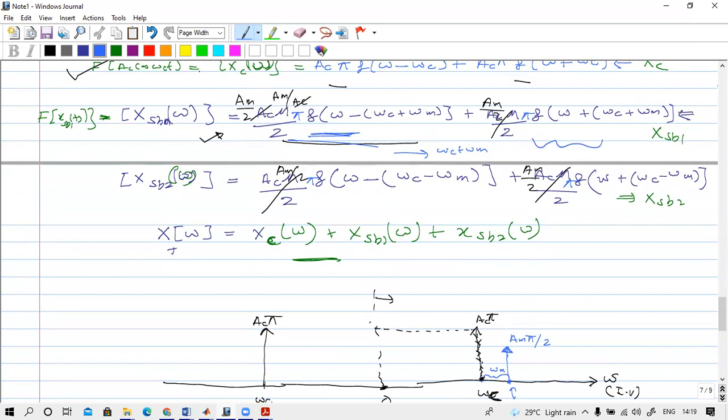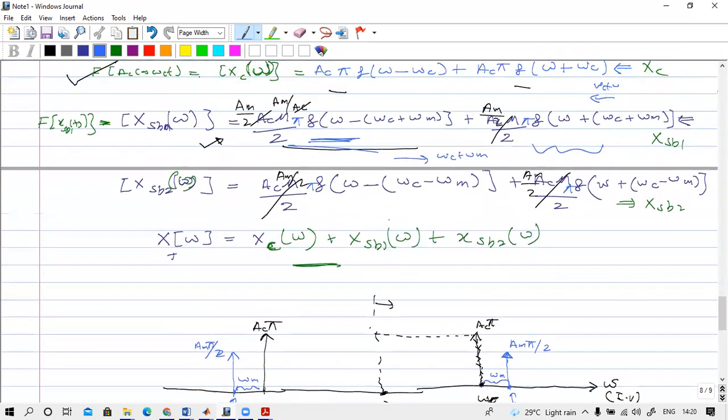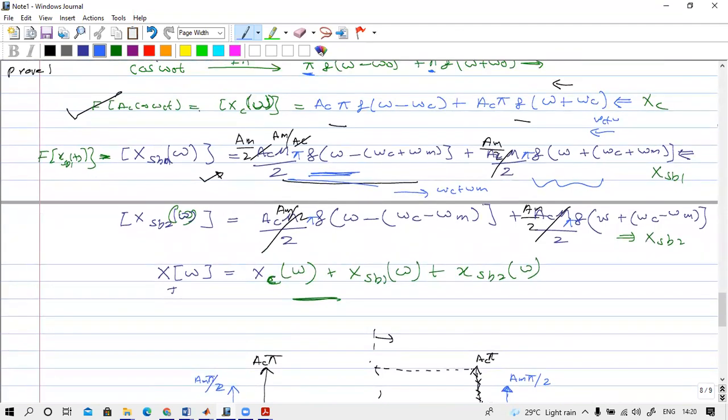If we consider this part, it is omega_C plus omega_M, so it is shifted to this way. In the same manner, if I measure another omega_M distance here, this point will be omega_C plus omega_M on the minus side. So we get this kind of impulse, A_M pi by 2. Now this sideband is also complete.